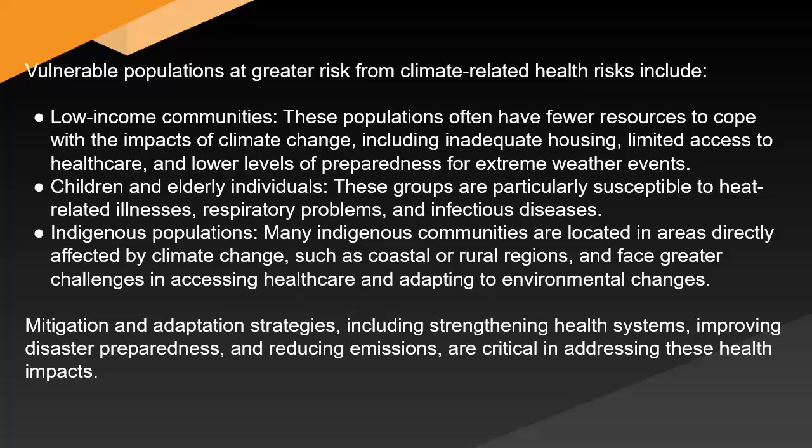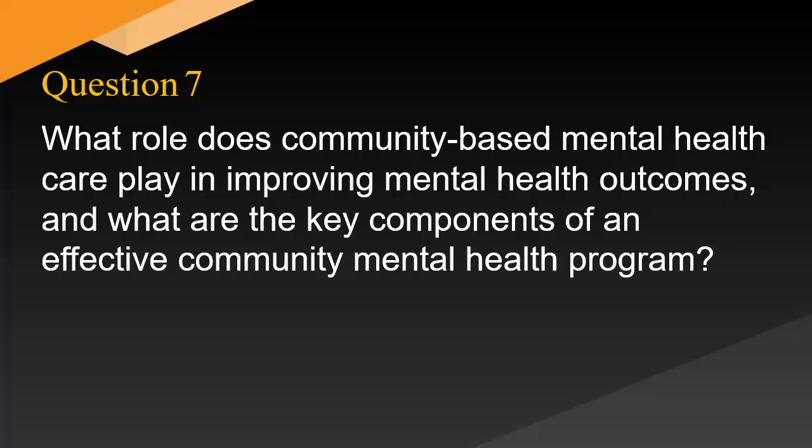Mitigation and adaptation strategies, including strengthening health systems, improving disaster preparedness, and reducing emissions, are critical in addressing these health impacts. What role does community-based mental health care play in improving mental health outcomes, and what are the key components of an effective community mental health program?